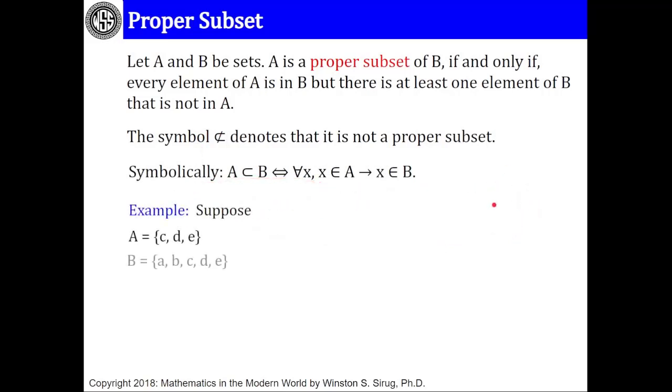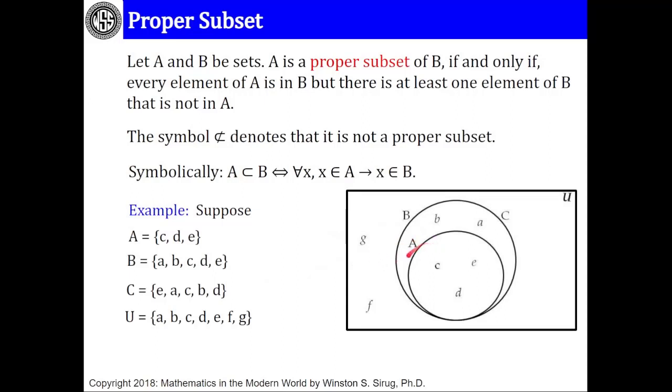Okay, so suppose ulit, C, D, E, A, B, C, D, E, and U, A, B, C, D, E, F, G. So, A is a subset of B. Yan. So we can say that A is a subset of B since all elements of A is in B. Nagets ba? Okay, baka may tanong dyan. May nalilito pa sa subset at sa proper subset. Okay, so let's move on.